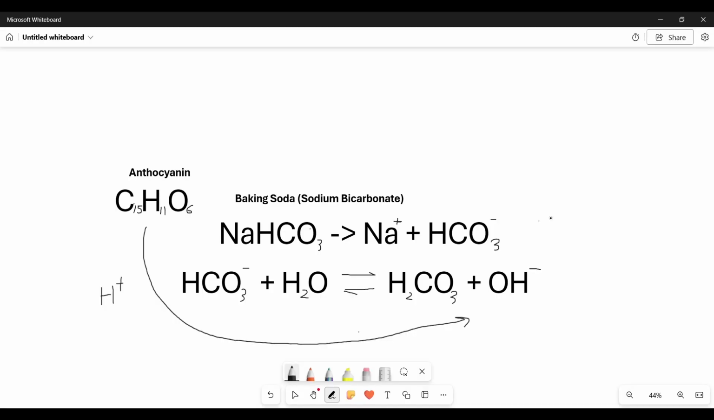Baking soda, also known as sodium bicarbonate. When it dissolves in water, it forms bicarbonate ions that react with water to produce some OH- ions. These OH- ions remove H+ from anthocyanin molecules. When anthocyanin loses H+, its internal bonding and electron distribution change. This shifts the wavelength of light it absorbs, causing the color to move towards blue.